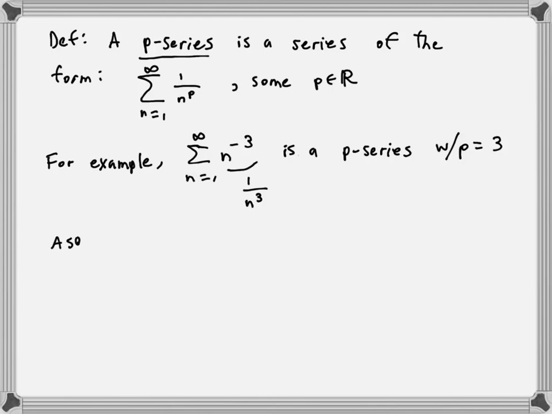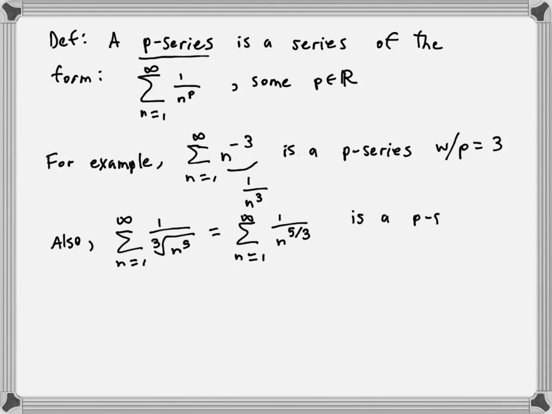Let's do another one just so we can make sure we understand. What about the series 1 over the cube root of n to the 5th? Now you'll notice that this does not necessarily look like a p-series, but it is one because I can write it this way. Right? This is 1 over n to the 5/3. So this guy is a p-series with p equal to 5/3.